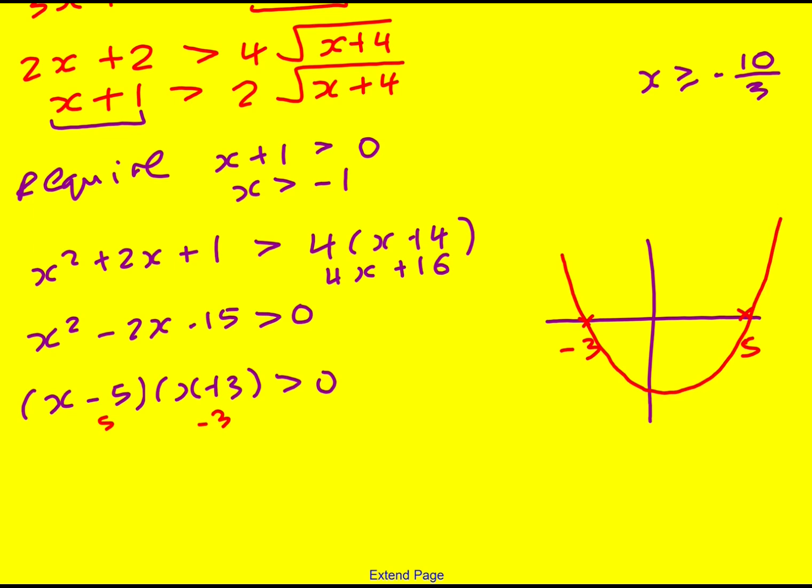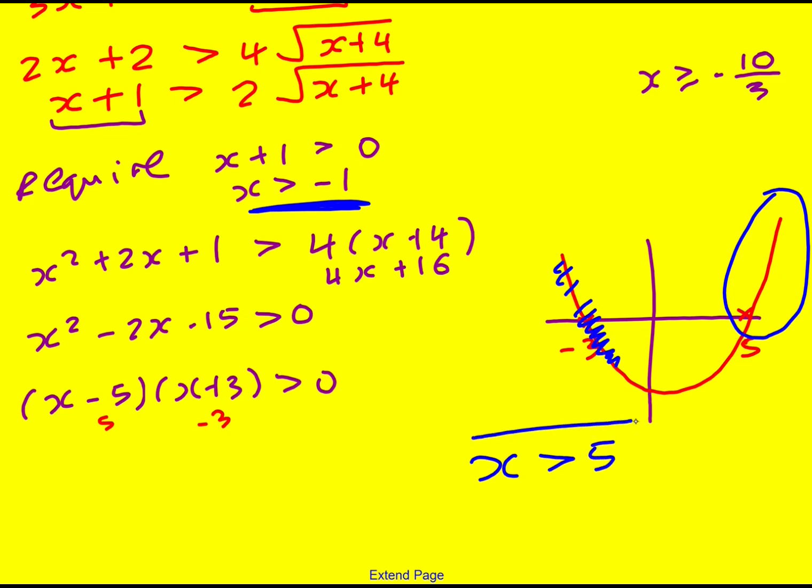So I'm interested in where this is greater than 0, but I require that x is greater than minus 1. So I can actually get rid of all of this part of the graph, and I can see the only region that is going to be satisfied is here, where the graph becomes positive again. Therefore, our final answer is going to be that x is greater than 5. Well done.